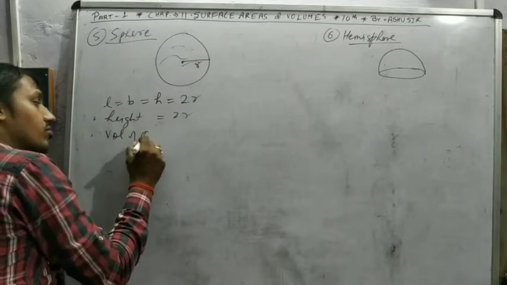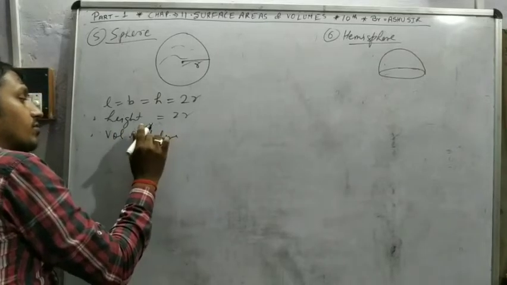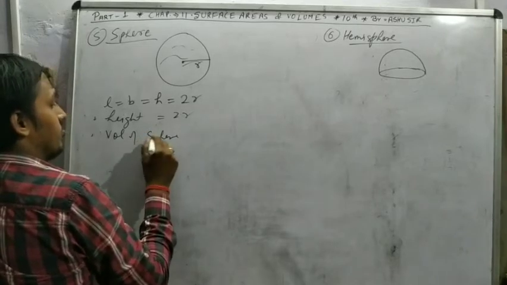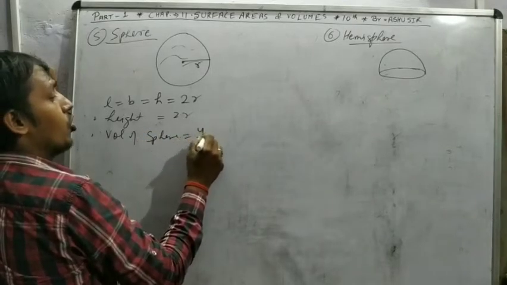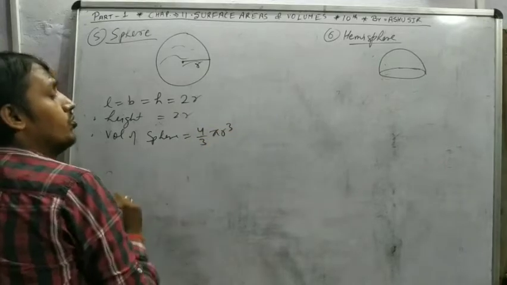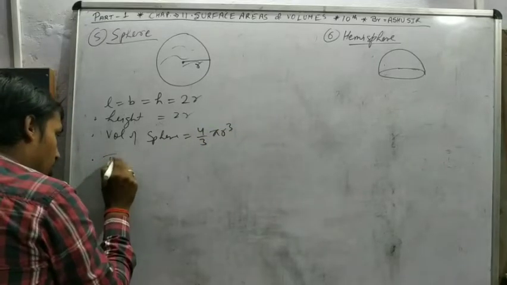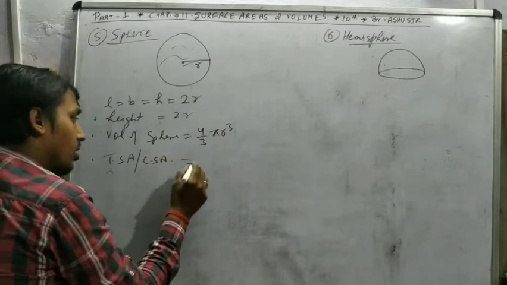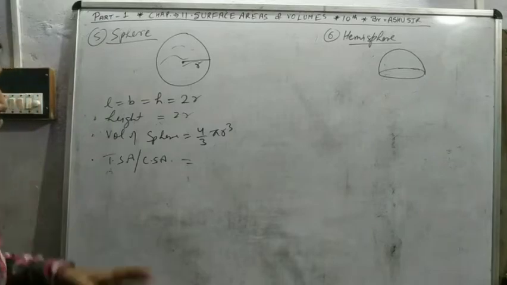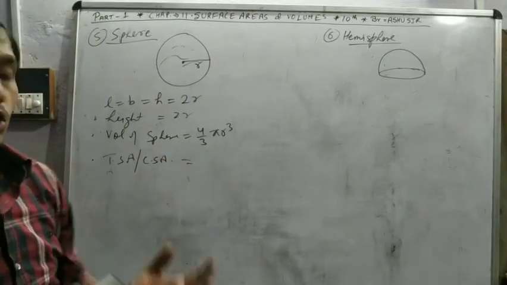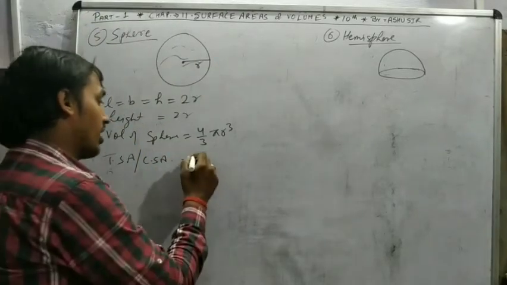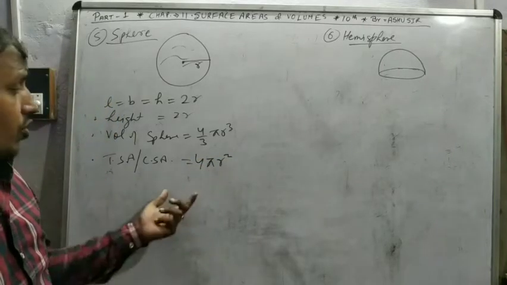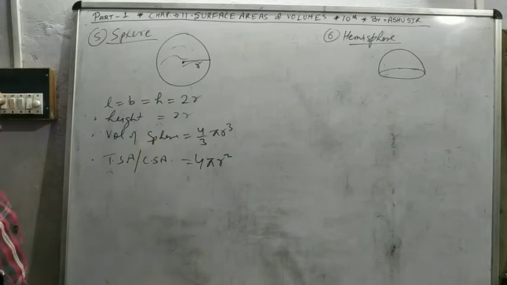Volume of sphere is 4/3 pi r cube. TSA and CSA are the same here because it has only one surface, the whole curved surface. That is the total surface area of sphere. That is 4 times the circle having the same radius: 4 pi r square. Only 3 formulas.